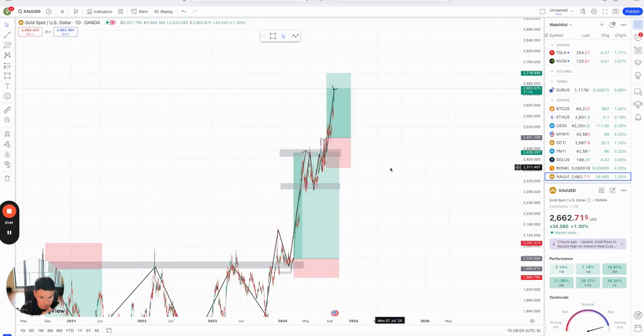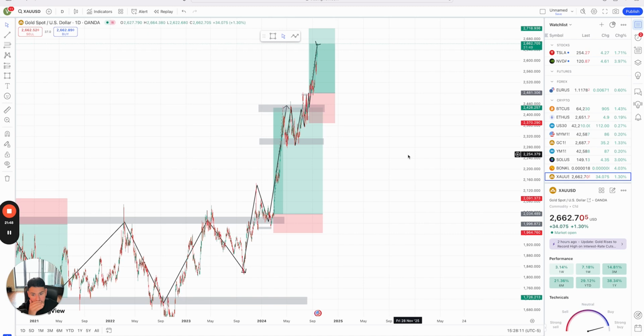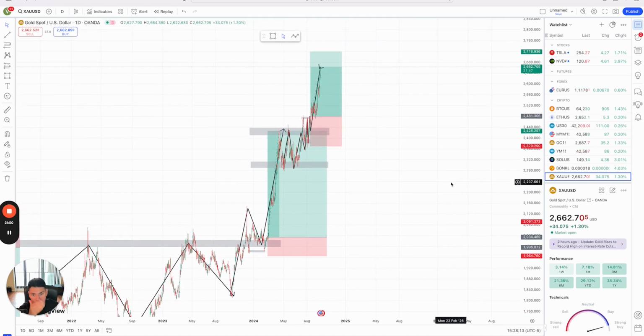Whenever you are finished with these lessons, just go back to TradingView and start identifying all these key levels, and trust me, this is going to be really helpful whenever you are day trading in the market.